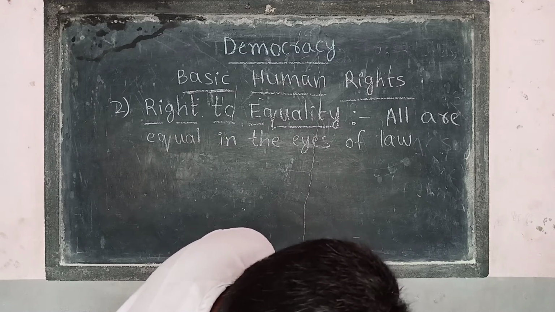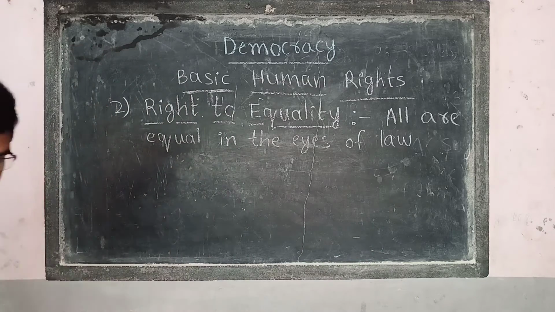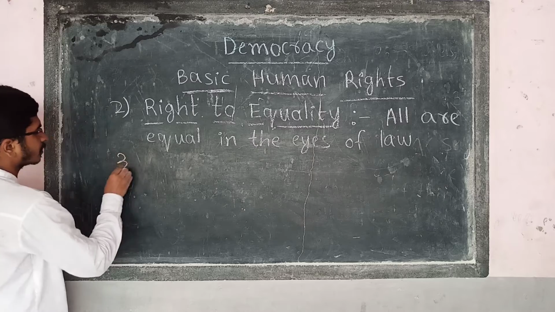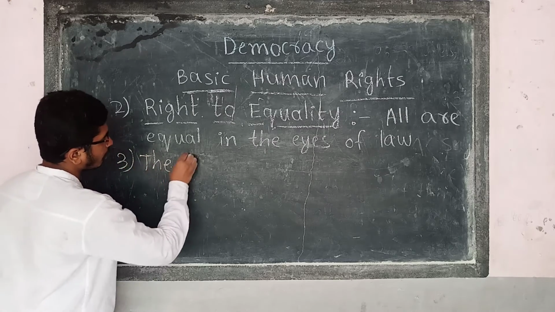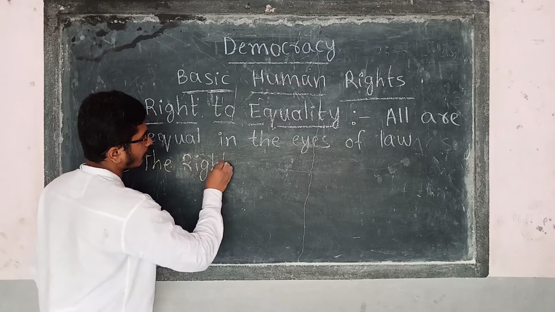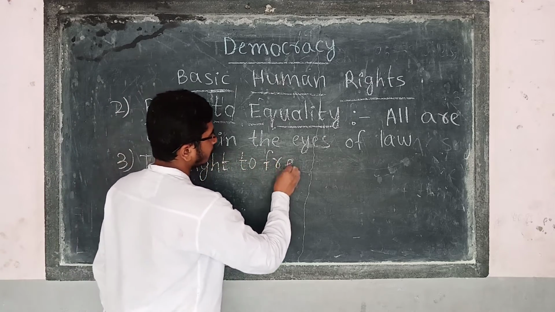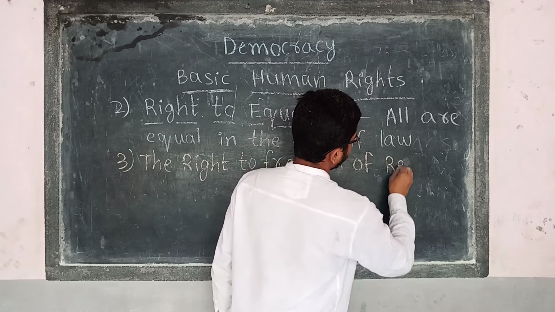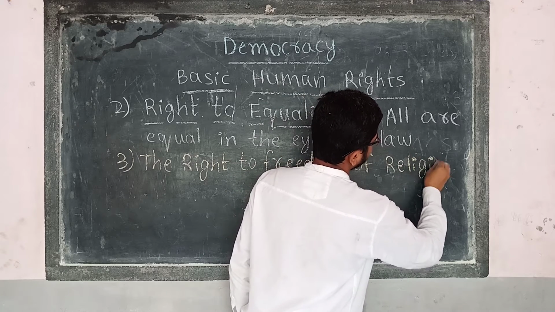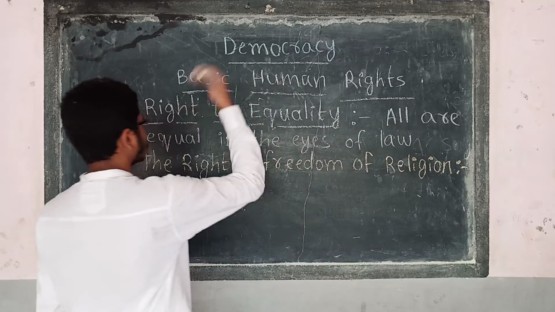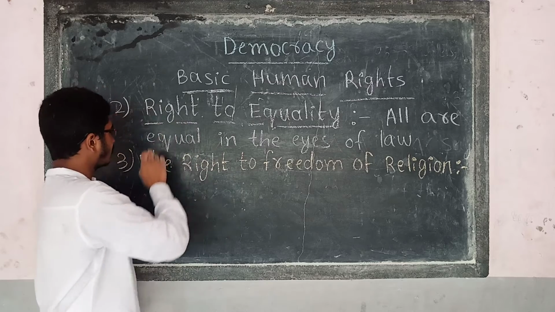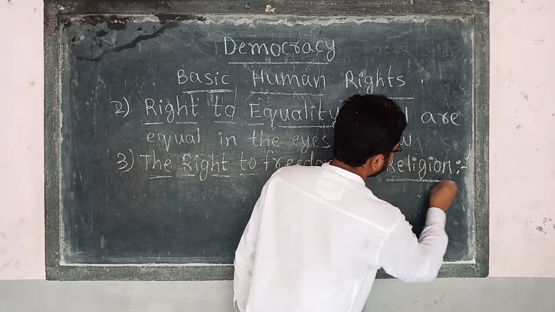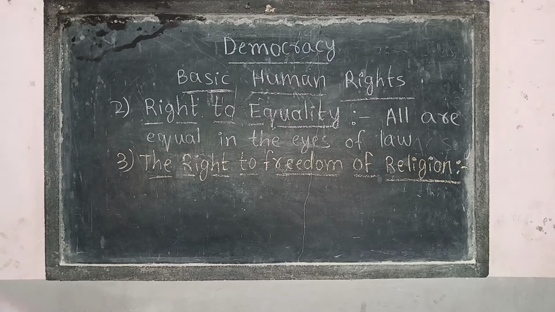So now we'll go to the third one, that is the right to freedom of religion. The first one is completed, which we have already erased. This is the second one, and this is the third one. The right to freedom of religion.